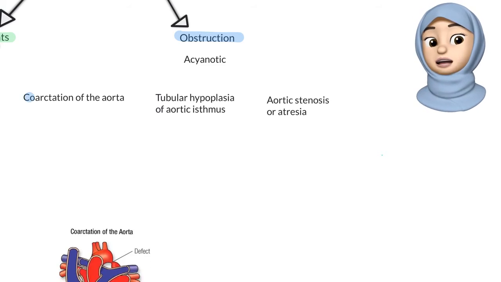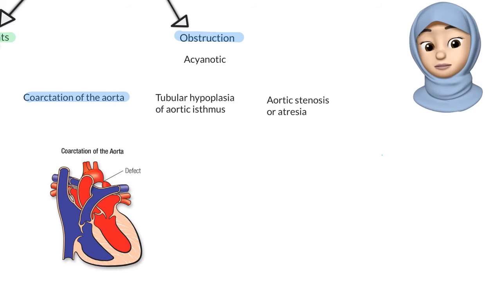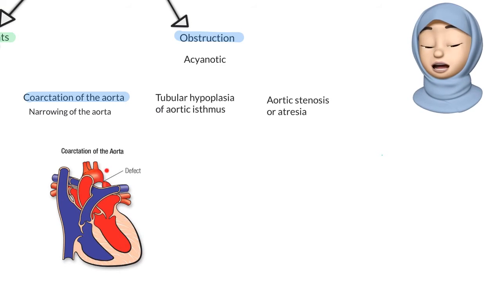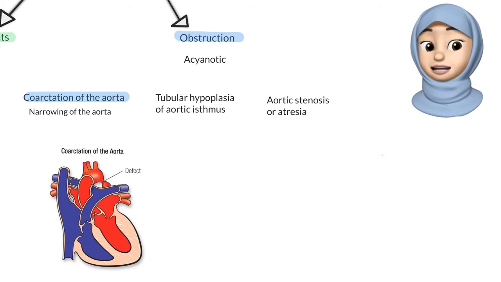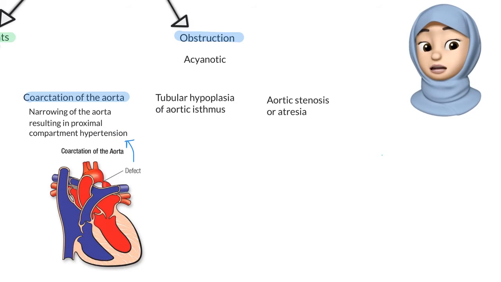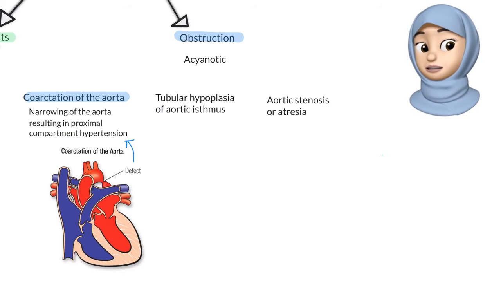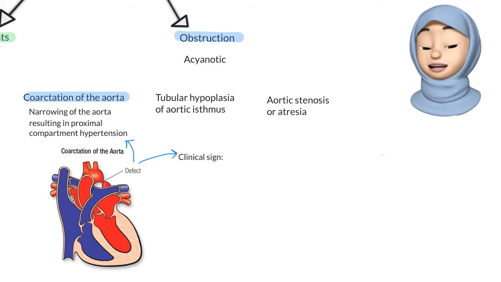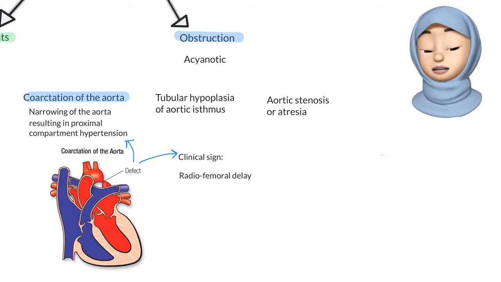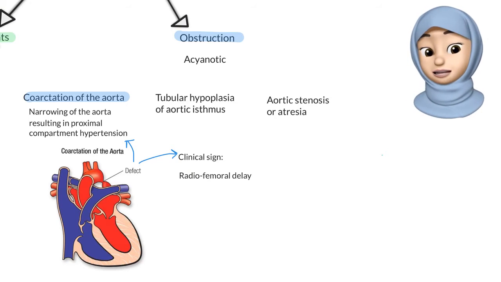Let's first look at coarctation of the aorta, which is narrowing of the aorta. This narrowing results in proximal compartment hypertension. Clinically, coarctation of the aorta is identified by radiofemoral delay. This is when the femoral pulse is significantly delayed compared to the radial pulse, when normally they are in sync.